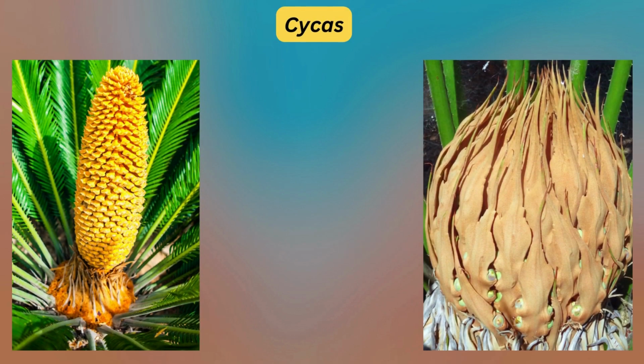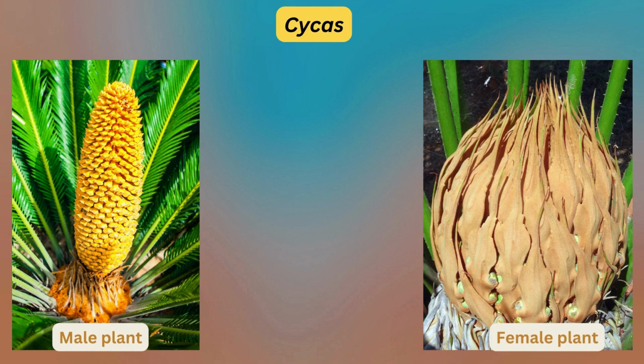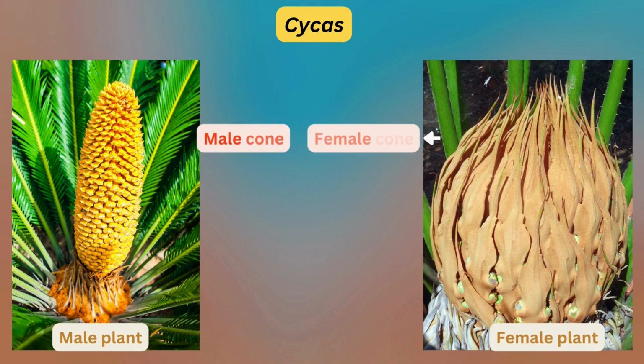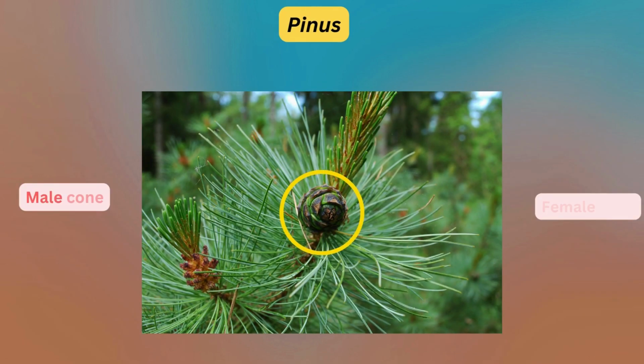Third difference, Cycas is a dioecious plant. That means the male and the female plant are present separately. The male plant will bear the male cone and the female plant will bear the female cone. Pinus is a monoecious plant. That means the male and the female cone are present on the same plant.